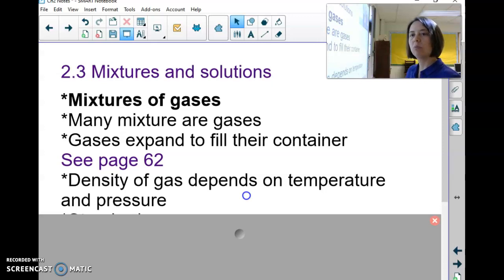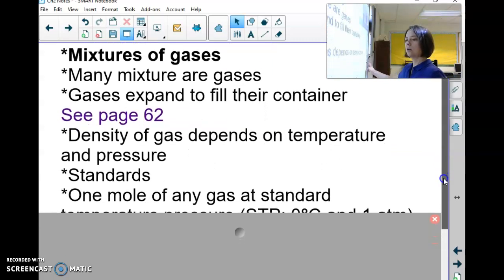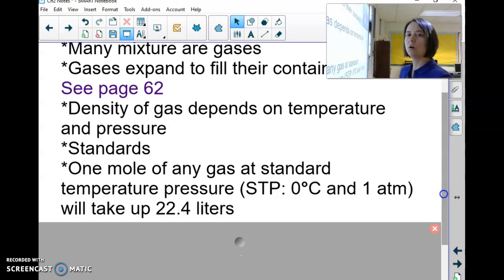And then if you noticed in the book, the temperature was held constant, but that would also affect the density of a gas. So we always need to be talking about standards. We always need to clarify what temperature and what pressure we're dealing with when we're dealing with a gas, because it changes everything. So please write down the standards.